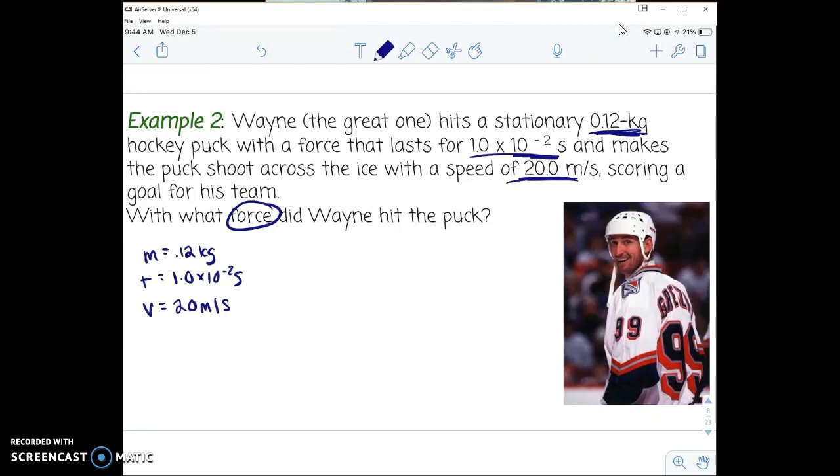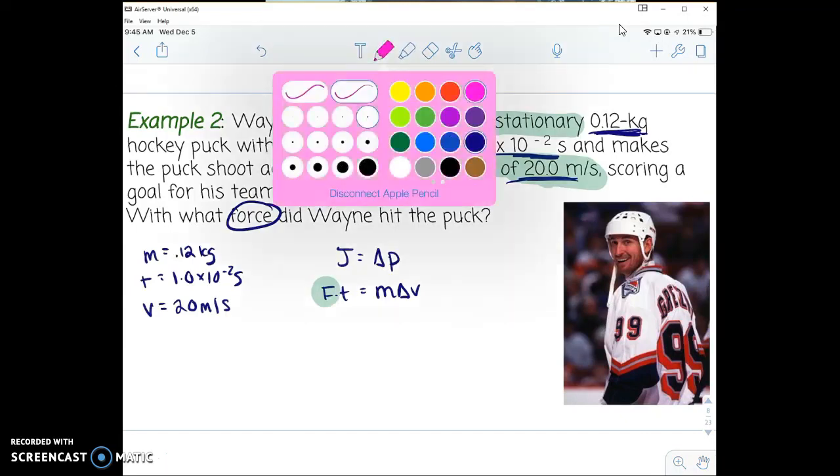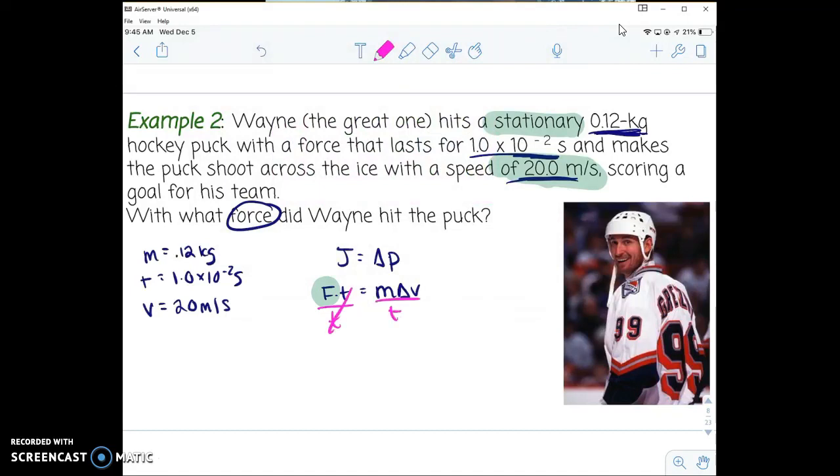So we can find the force by using what we know about impulse and momentum. We know that impulse is equal to change in momentum. We definitely had a change in momentum here because we started at rest, and our new speed is 20 meters per second. So we had a change in speed, a change in momentum. Impulse we know is force times time. Momentum is mass times the change in velocity. We want to know the force, so to find force, I would divide by time. And I get that force is equal to mass times change in velocity divided by time.